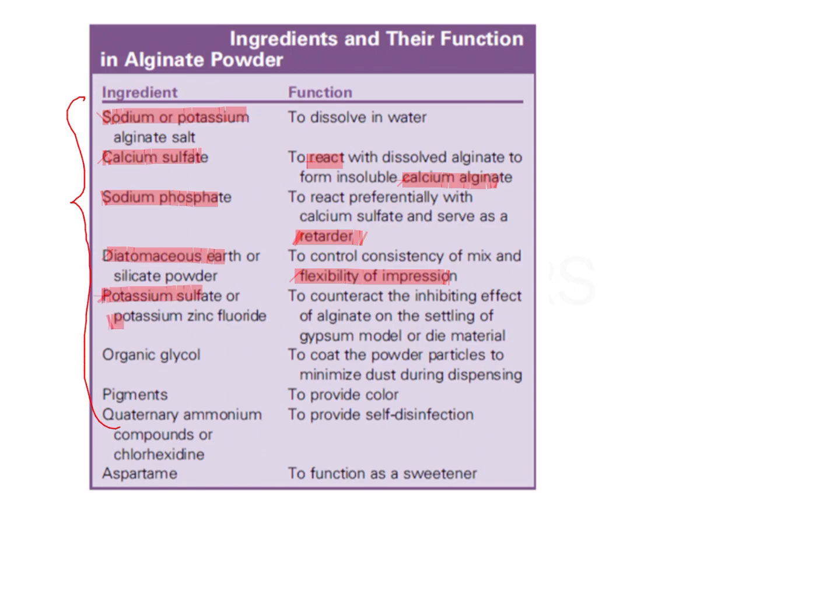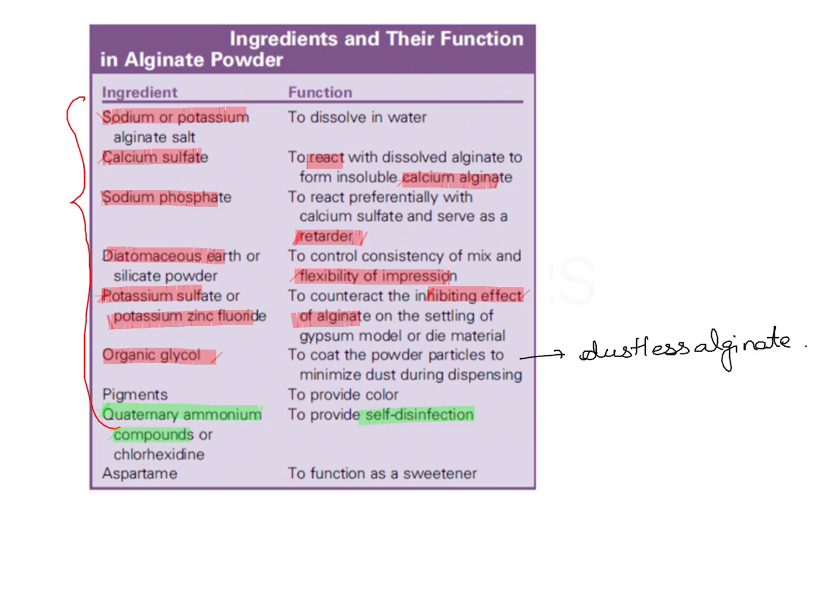Potassium sulfate and potassium zinc fluoride for inhibiting effect of alginate, and it helps in the setting reaction of the gypsum. Organic glycol, this is important for dustless alginate. Okay, this is an important component of dustless alginate. I think this question has come before in exam. And of course, there is pigmentation and quaternary ammonium compounds, etc. And there is the self-disinfecting material too, that is the quaternary ammonium compound.